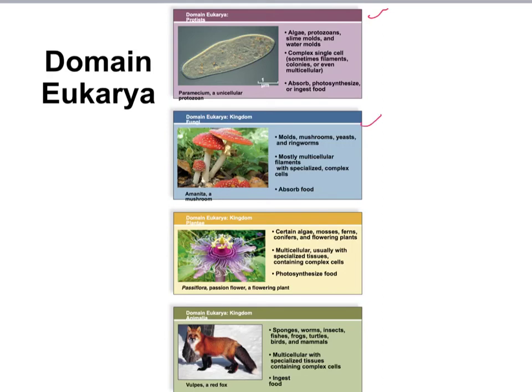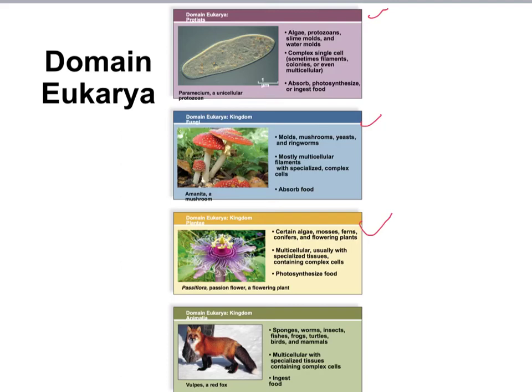And then we have the Plantae kingdom. This consists of your algae, mosses, ferns, conifers, flowering plants. These are multicellular plants with very specialized tissues that contain complex cells. And these organisms do go through photosynthesis.